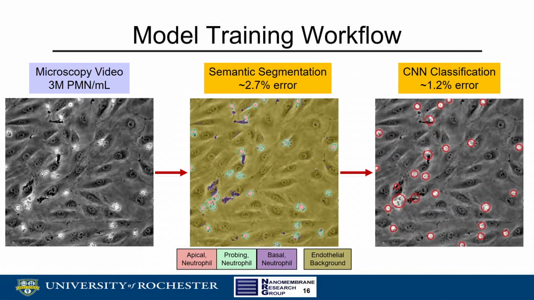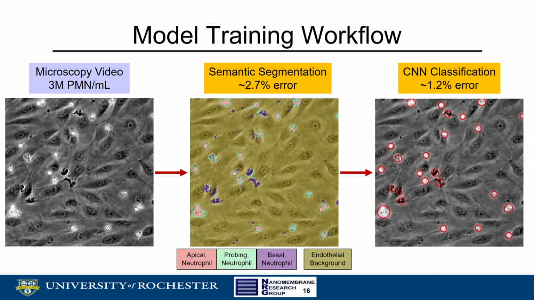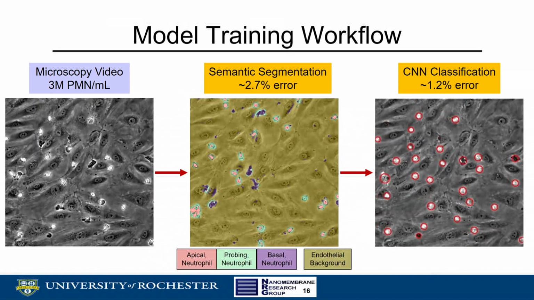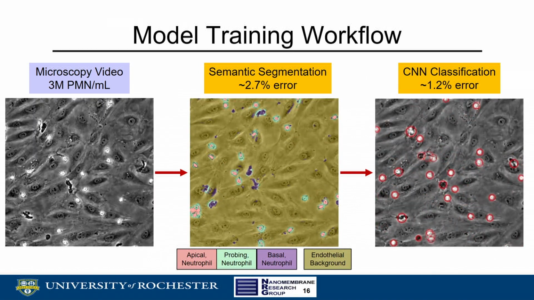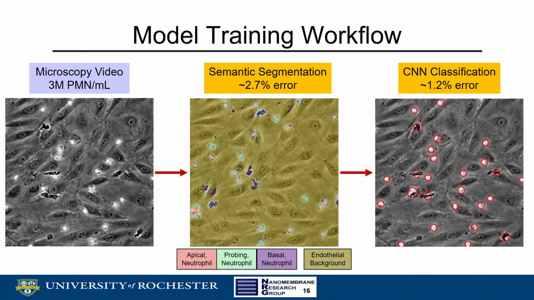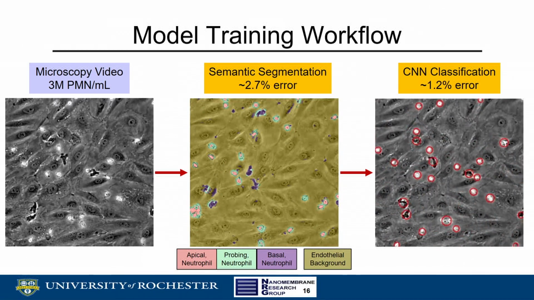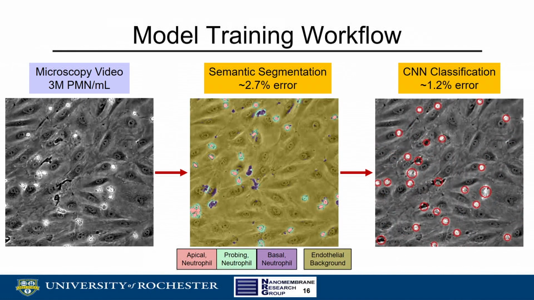So one thing you'll notice is that there are red circles in this video. Those were just used to mark neutrophils. Occasionally when neutrophils collide, you might see a larger red circle, but in script, we were able to delineate them individually. This is just for showcasing purposes.